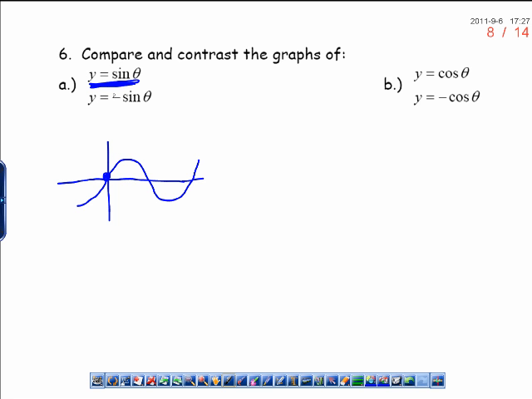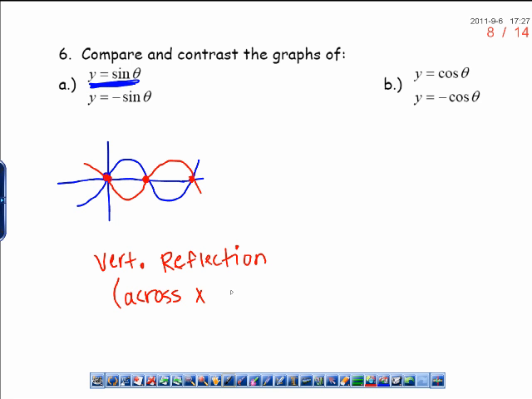If I put a negative in front of sine of theta, this is a vertical shift. And what that will do is I will still start at 0, 0. But instead of going up, I'm going to go down. So notice that all the points on the sinusoidal axis don't change. It's just that the high points become low points and the low points become high points. Okay, so we're going to call this a vertical reflection. This is a reflection across the x-axis. So let's write that below here, across x-axis.